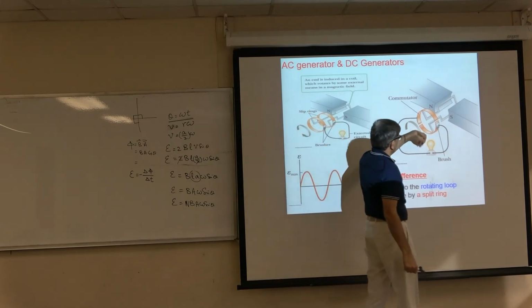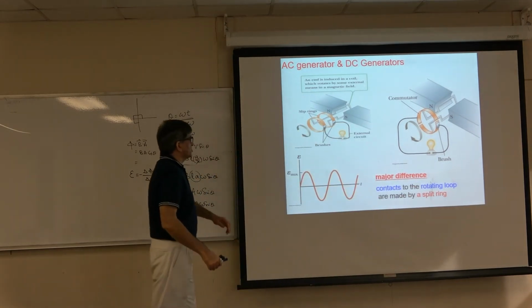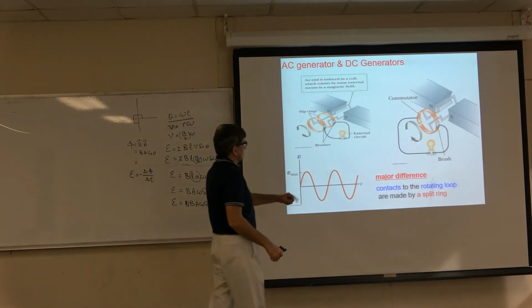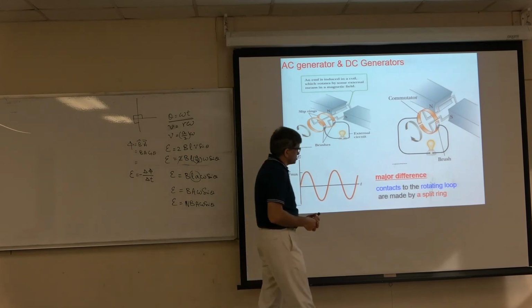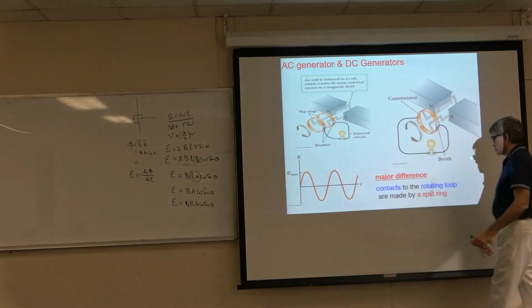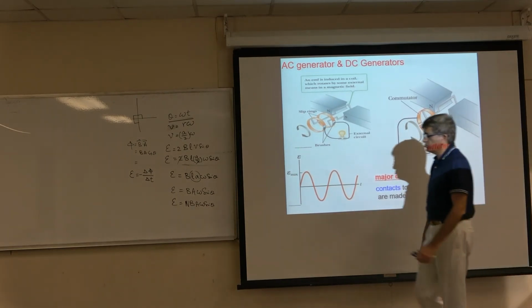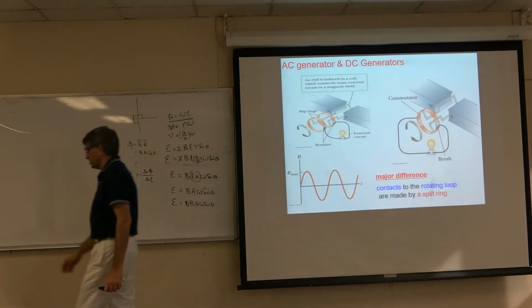Now here the cycle will change, okay? So it will not flip basically. So it will be all the time changing, right? So that is the only difference, that one has the split rings, the other has the continuous. All right? So that is the difference between the alternating current generator and the direct current generator.